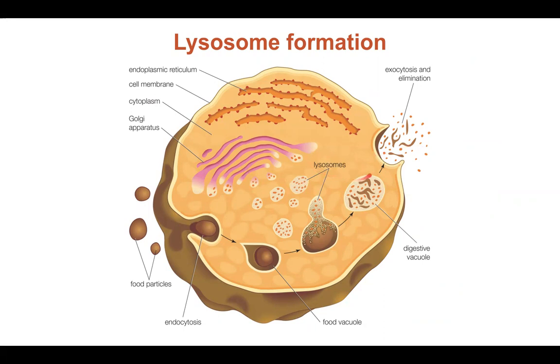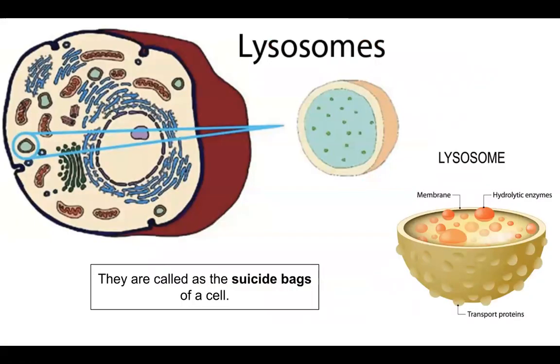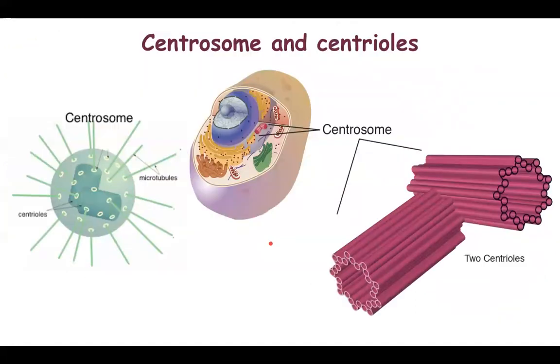If a cell is injured or damaged, the lysosome will destroy that cell. If the cell is damaged beyond any repair, the lysosome will release all the enzymes within the cell, digesting all cellular components. Hence, they're called the suicide bags. Now, these lysosomes have a purpose to bring about intracellular digestion. It's only when the cell is damaged beyond repair that the lysosomes will burst to kill the cells.